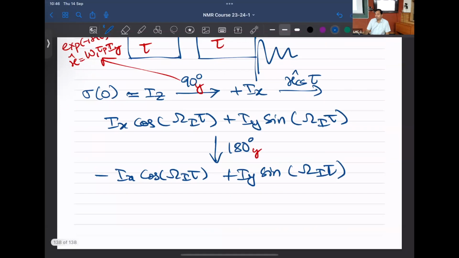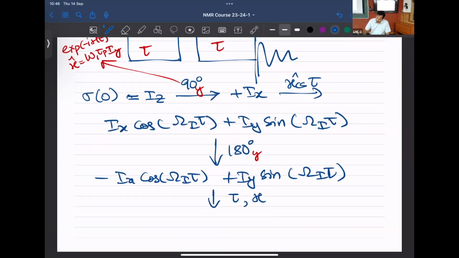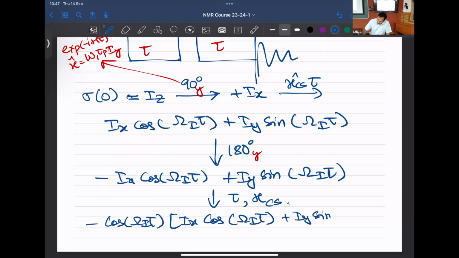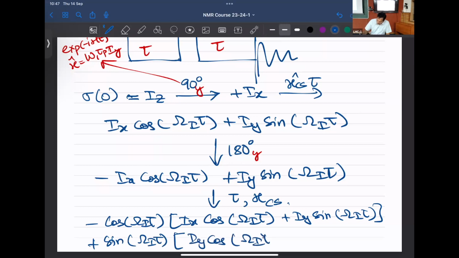Yet again, you have a tau duration where chemical shift evolution happens. So I'm going to quickly write cos of omega I tau times Ix cos omega I tau plus Iy sin omega I tau, plus sin omega I tau times Iy cos omega I tau minus Ix sin omega I tau.